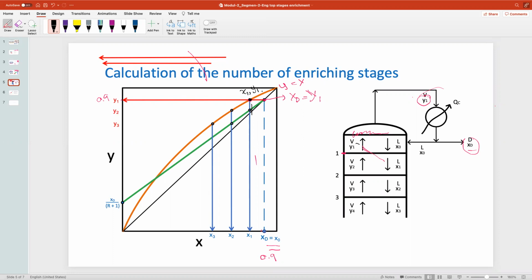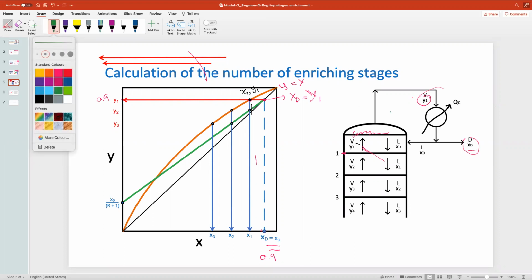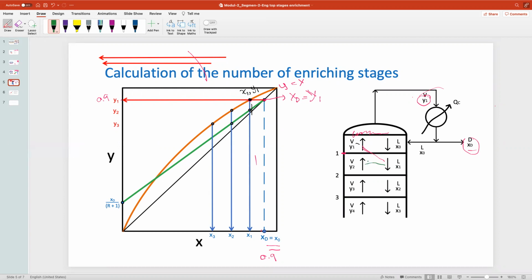Gamma, are you there? Yes, ma'am. Okay, Gamma. Now I know the X1 because Kevin has told me the X1 here. Thank you, Kevin. Now I want to know the composition of Y2. Which line should I use? Equilibrium curve or operating line? The equilibrium curve. Nope. It is the operating line, because now I want to know the correlation here.